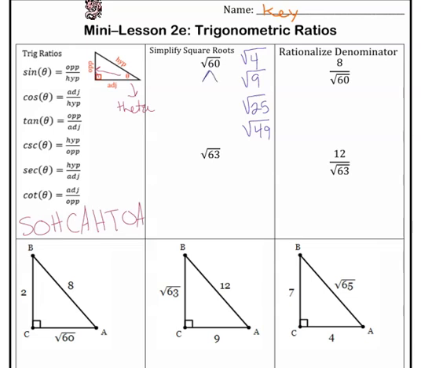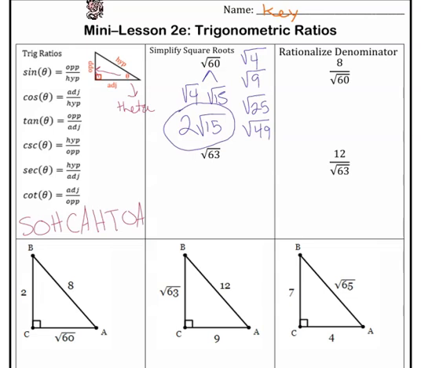60 is divisible by 4, so we could have 4 times 15 equals 60. The square root of 4 is 2, and 15 does not have any other perfect squares in it, so we just leave it as square root 15. This is our simplified square root.